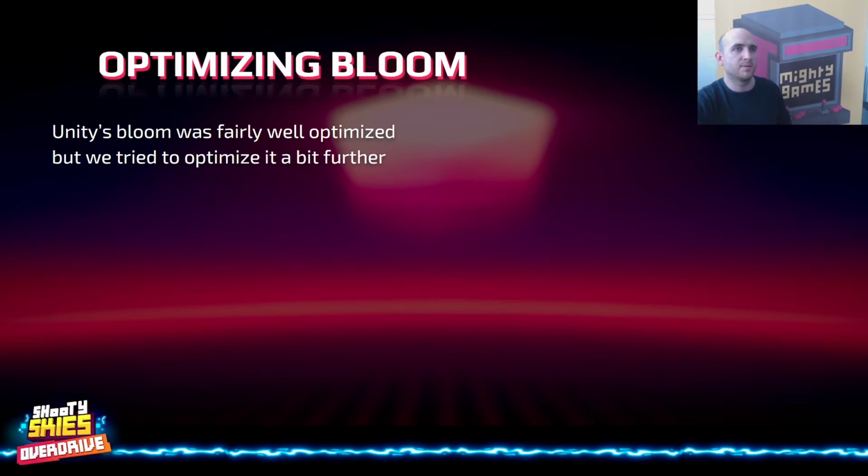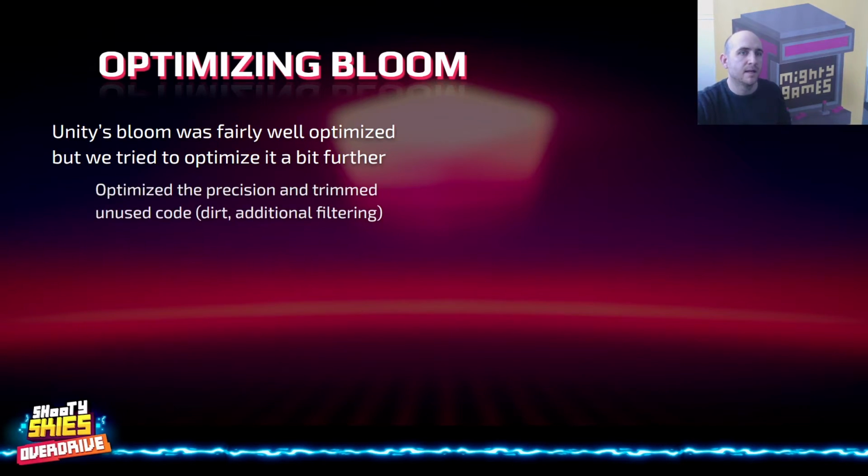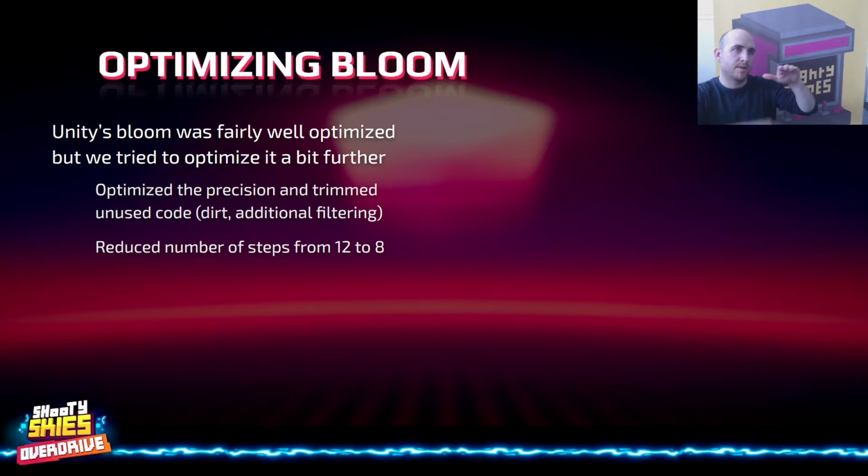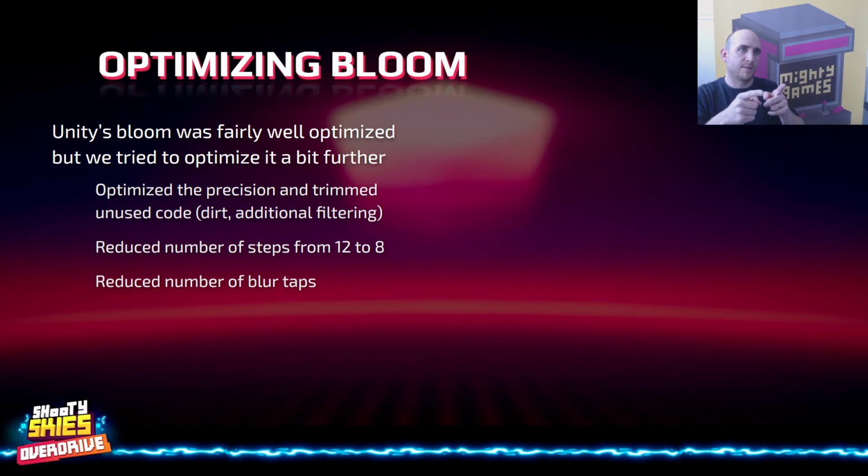We found that Unity's bloom was actually fairly well optimized, but we tried to optimize it a bit further to be able to get some more gains there. We essentially optimized the precision and trimmed out any unused code. We reduced the number of steps, so the amount of times we're downscaling, then upscaling again, from about 12 to 8. And we tried to reduce the amount of blur taps, so the amount of times we're sampling adjacent pixels.